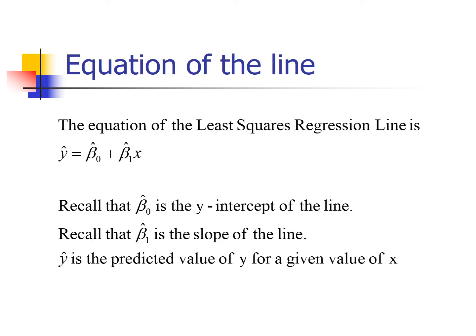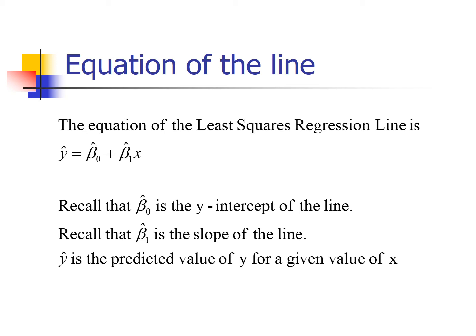Now the equation of the least squares regression line is this. Y hat equals, remember that's the Greek symbol beta with a 0, so we would call that beta naught hat. I know, kind of crazy. Plus beta 1 hat times x.